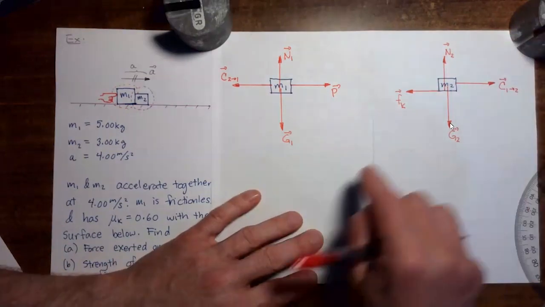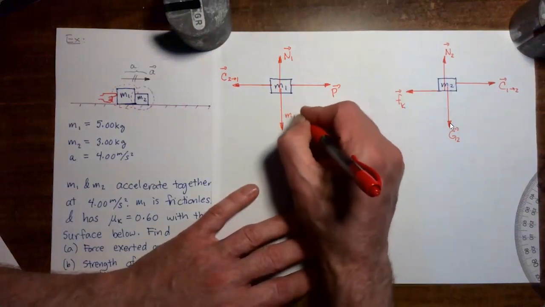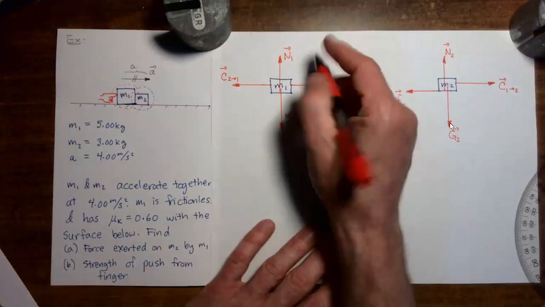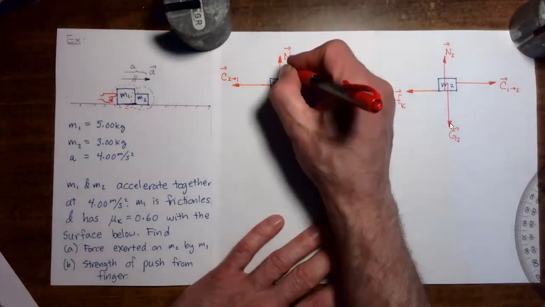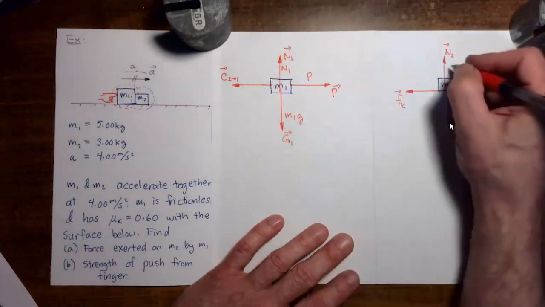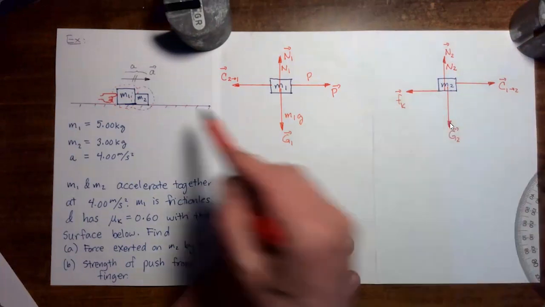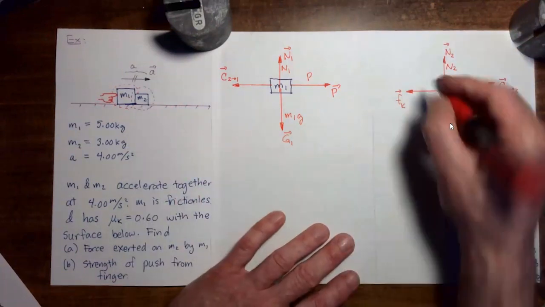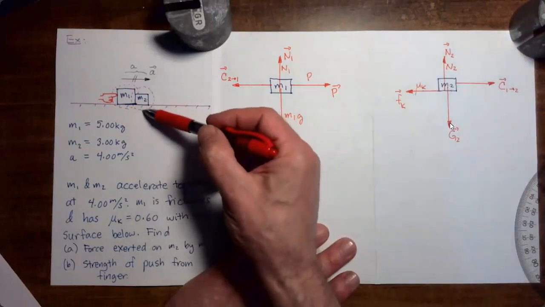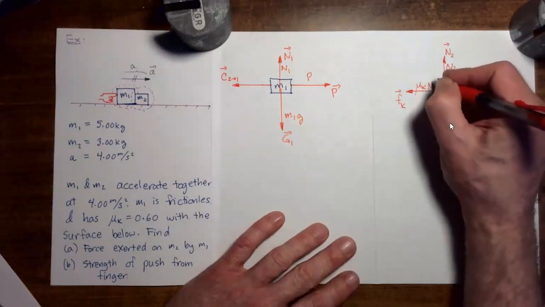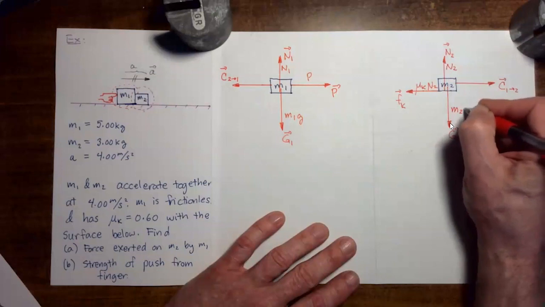Now I'm going to go through and put in the magnitudes. So for gravitational force 1, m1g, the push force, we'll say the magnitude is P. That's one of the things we're trying to find. Normal force N1 over here, and N2. The kinetic friction force between mass 2 and the surface below will be mu k multiplied by the normal force acting between those surfaces, which would be N2. And we have gravitational force, magnitude m2g.